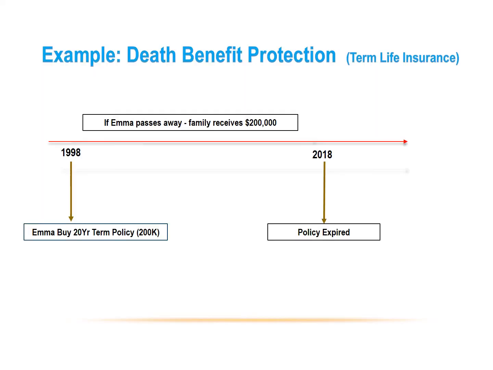Example: Emma has a $200,000 20-year term policy. Within this period, she passes away and her family receives $200,000 as a death benefit. If she dies after the 20 years expire, the family will get nothing.